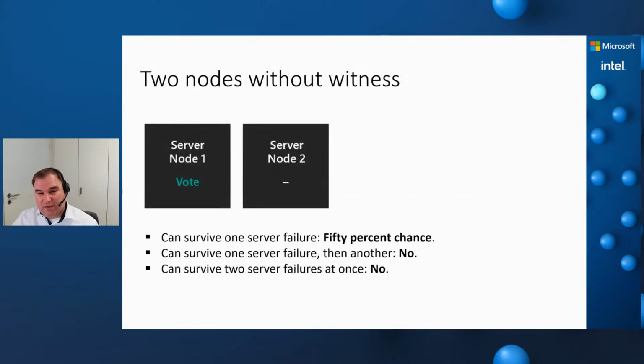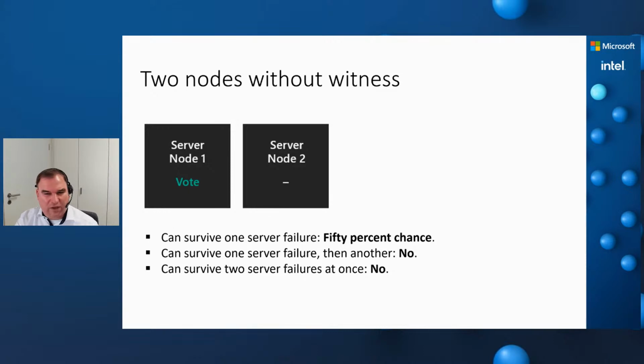This means the cluster will decide to remove a vote from one of these servers on a random process. So we don't know which server will have the vote and which server not. We can check this. So for example, if you open the failover cluster manager, you will see, okay, this server has a vote, this server has no vote.